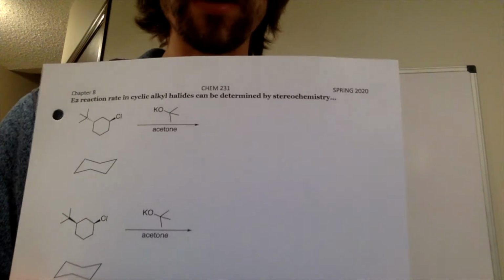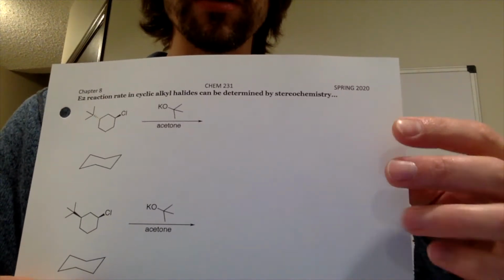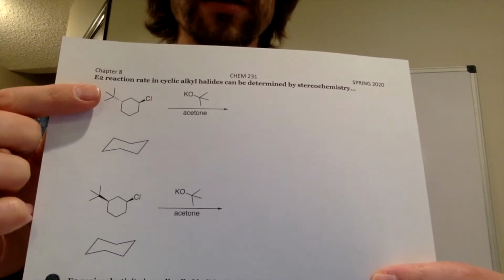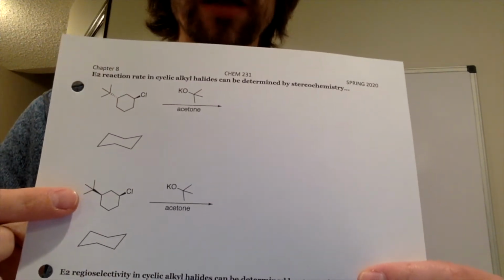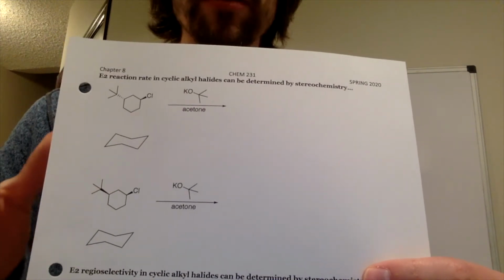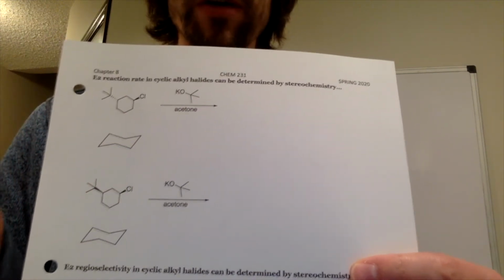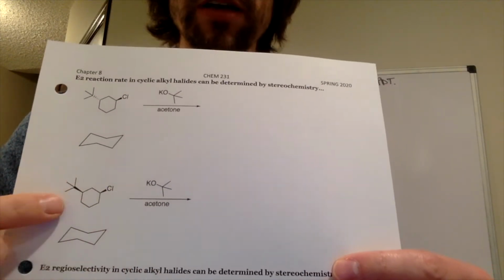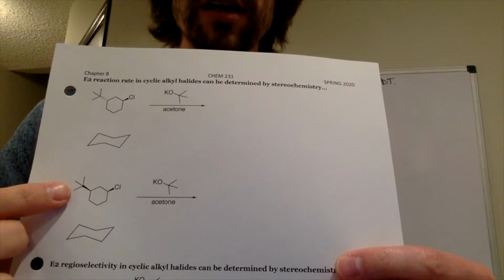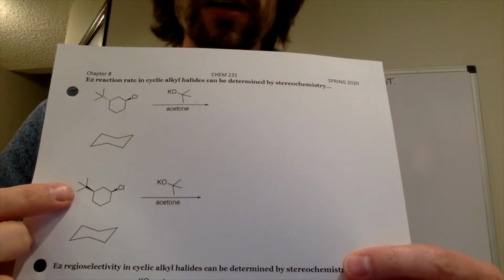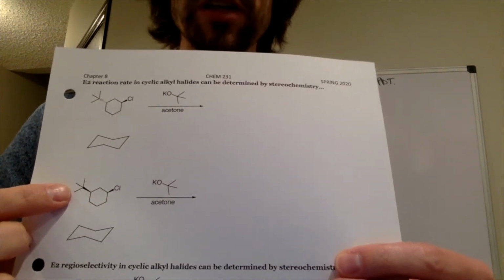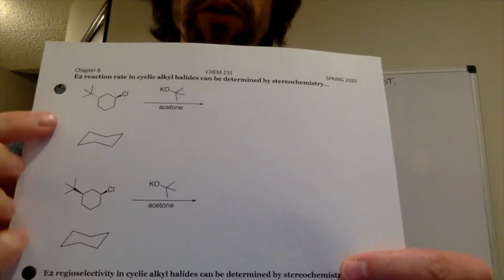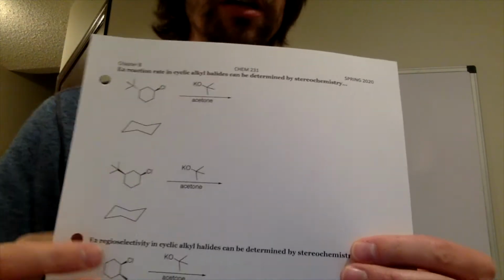Alright, so the last video described the differences between this trans cyclohexane and this cis cyclohexane about the rate with which they would undergo an E2 reaction. And the take home was really that this one down here, because this tert-butyl group forced the chlorine to be in the equatorial position, would have a rate of 0. It would not do an E2 reaction, while this one would undergo an E2 reaction.